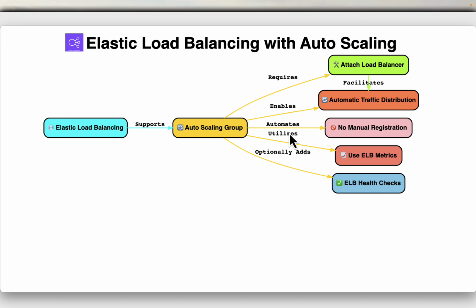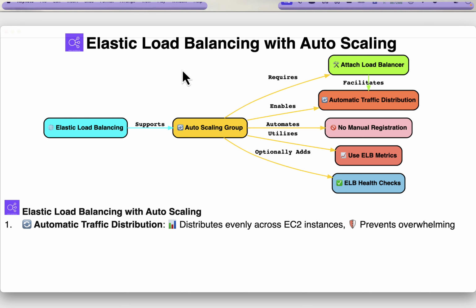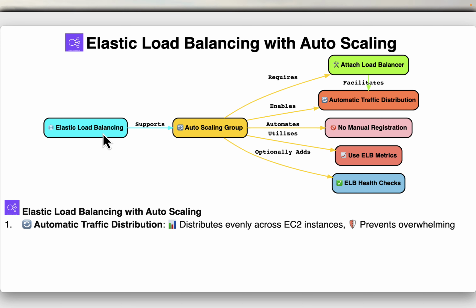Okay, elastic load balancing with auto scaling. So let's see elastic load balancing. This elastic load balancer, or elastic load balancing, supports auto scaling groups. So in this elastic load balancer, there will be a target for the auto scaling group, and based on the metrics, it will trigger to scale in or out depending on the signal that it gets from here.